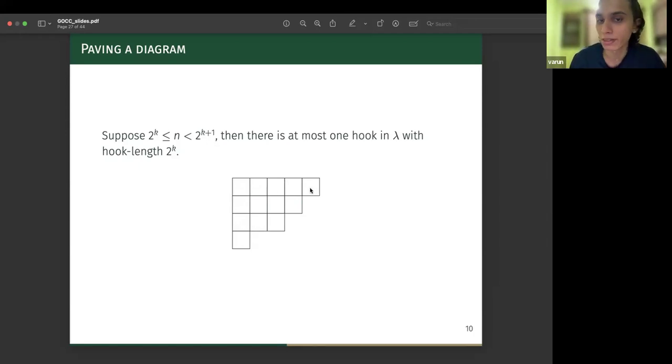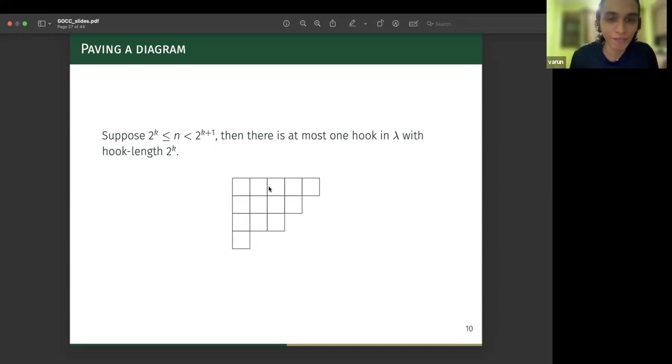All the hook lengths in the first row are distinct, because as I move to the left, my hook lengths surely increase. So here it's 1, here it's 3, here it's 5, and so on. So if I have such a hook, if I have two such hooks, they can't both be in my first row.